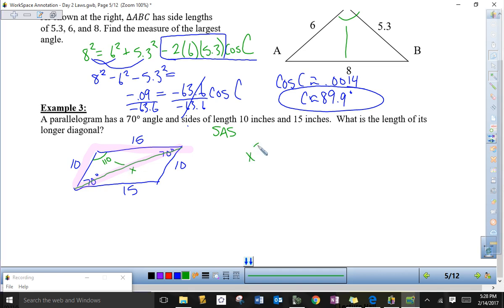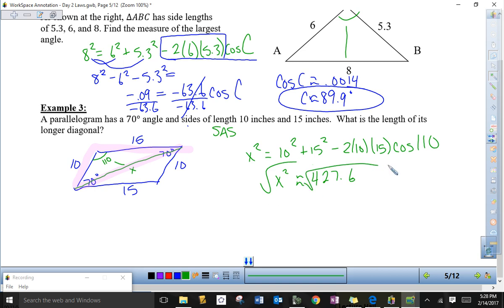X has to go by itself here, and then I've got 10 squared plus 15 squared minus 2 times 10 times 15, then the cosine of that angle 110. Since everything is on one side, type the whole thing in. Should get x squared is approximately 427.6. Again, keep that number in your calculator so you don't have to round. And x is approximately 20.7. We're labeled in inches here.